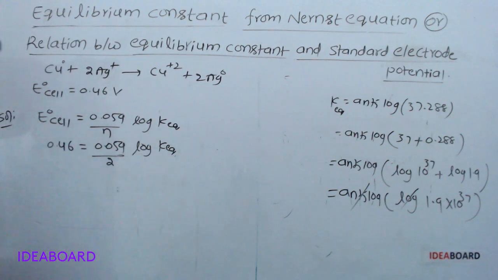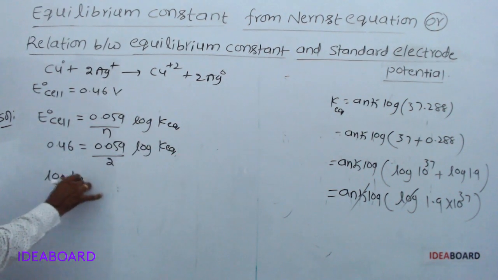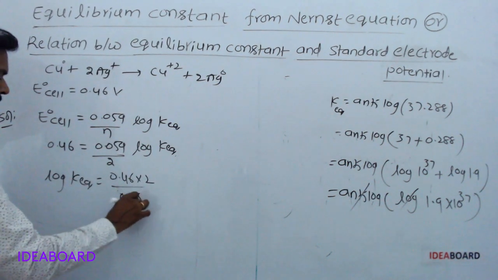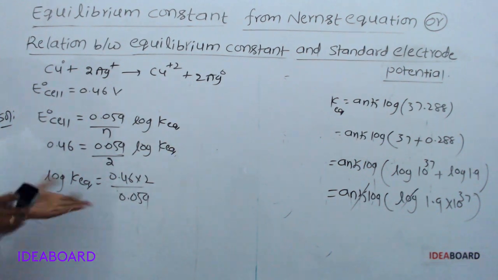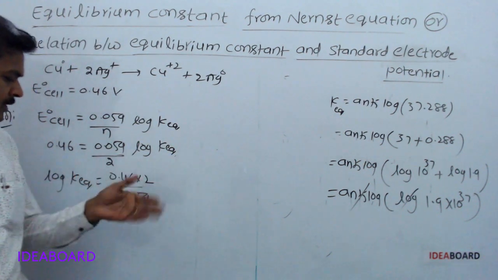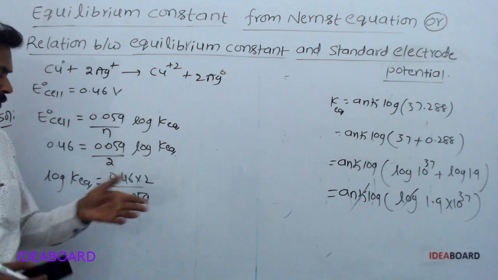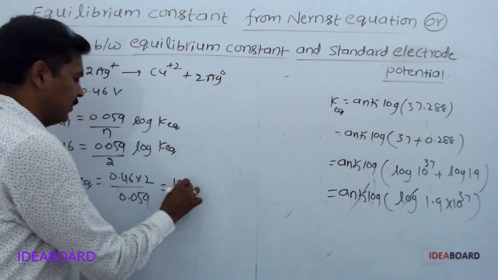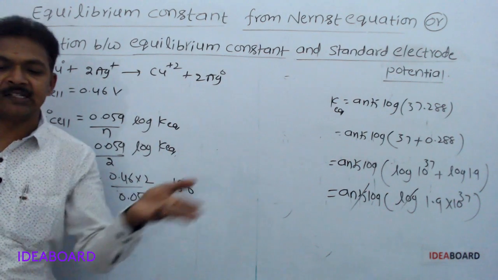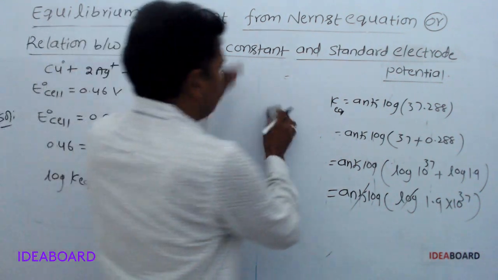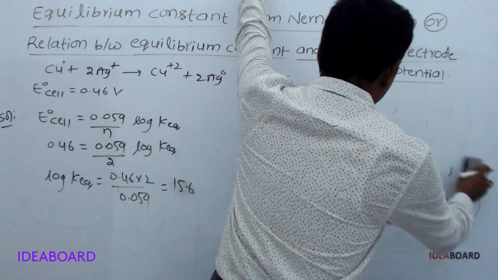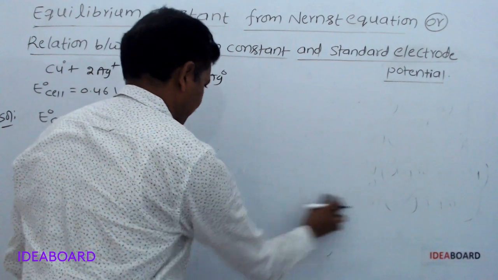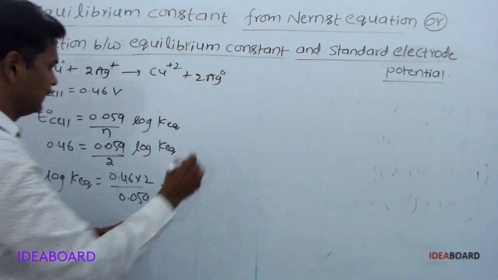We should calculate this equilibrium constant value. Then log K is equal to 0.46 into 2 by 0.059. It becomes 0.92 by 0.059. This value is 15.6. Log K value is 15.6. We should calculate this K value.